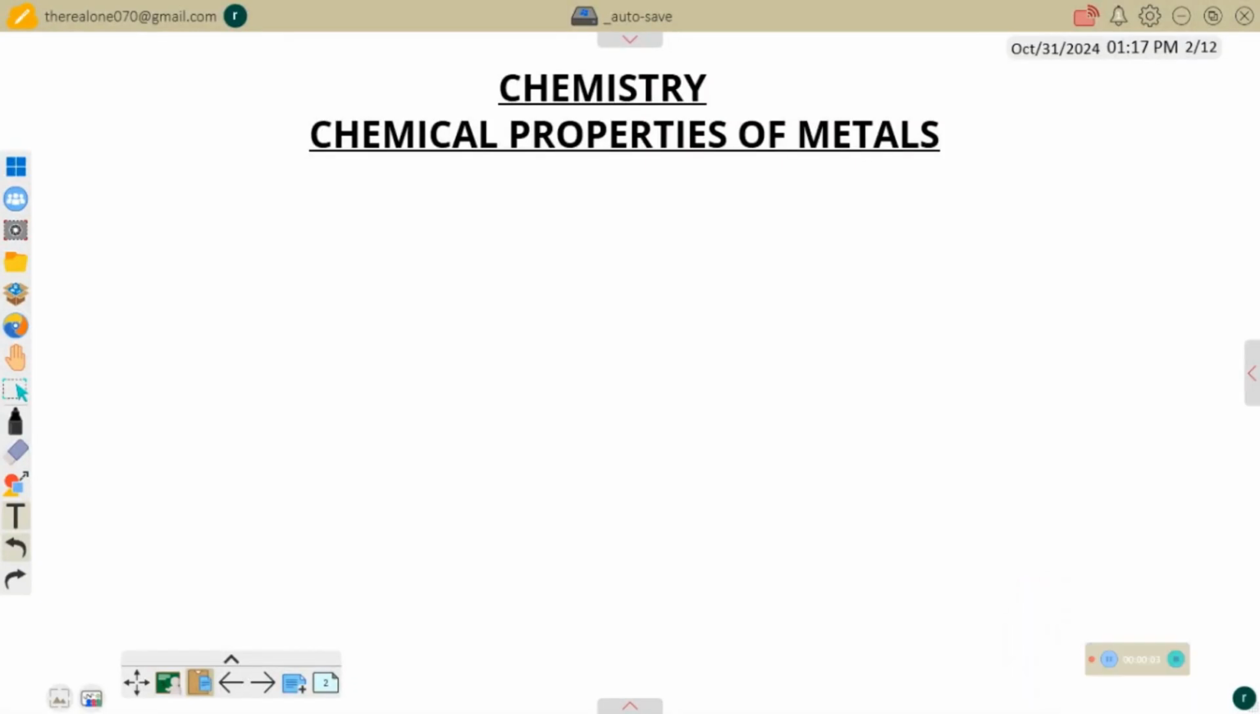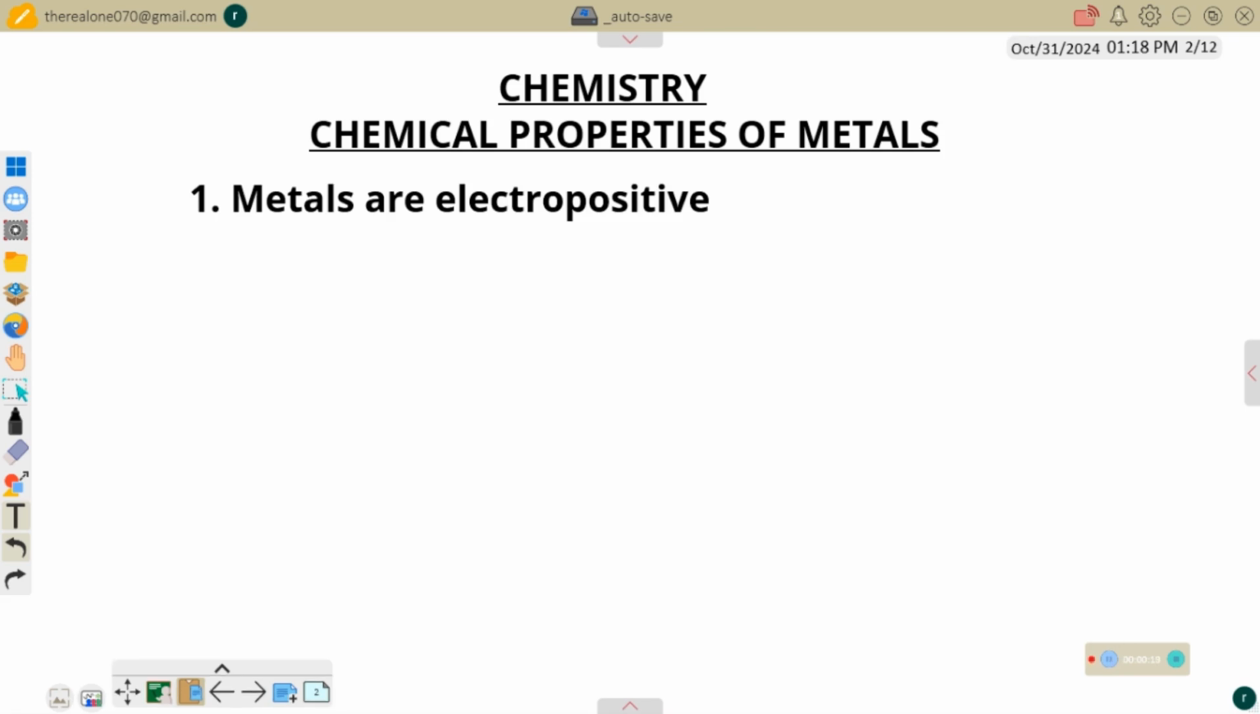Now let's consider chemical properties of metals. We'll be looking at the general chemical properties of metals. Here we have about 5 chemical properties of metals. The first one here is metals are electropositive. Generally, whenever metals lose electrons, and we have explained before that metals ionize by losing electrons, they become positively charged. And that is why we say metals are electropositive.